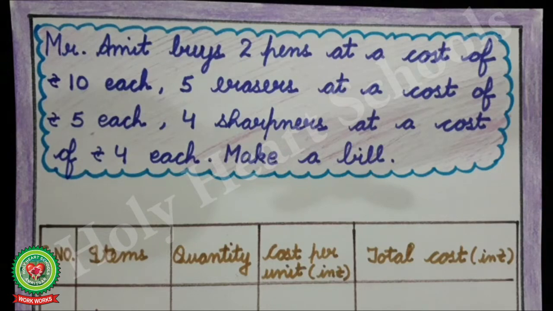To make a bill, the first step is to draw 5 columns: 1, 2, 3, 4, 5. In the first column you have to write down serial number. Second, items. Third, quantity. Fourth, cost per unit in rupees. Fifth, total cost in rupees.